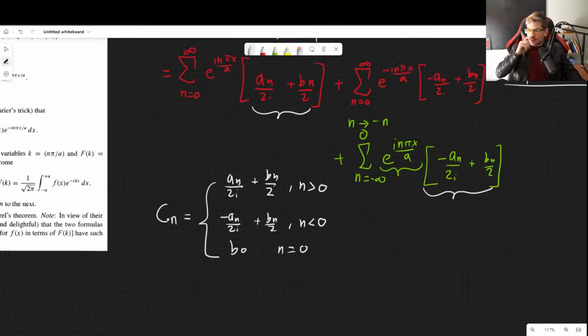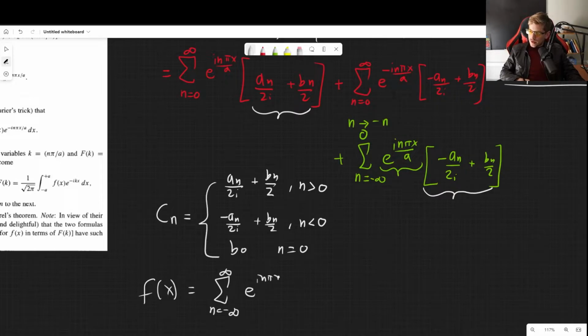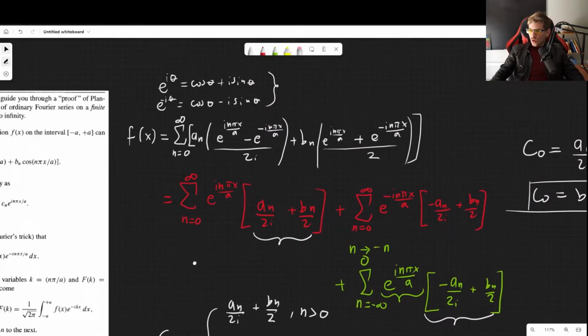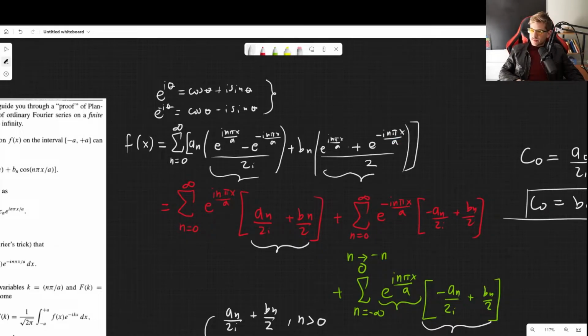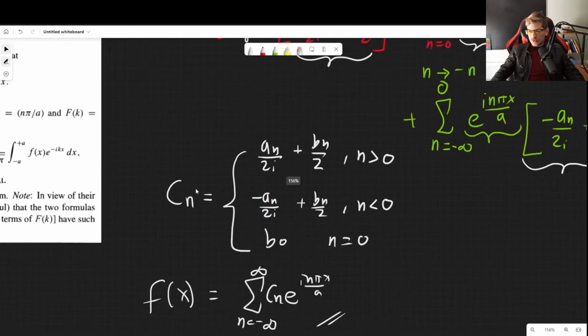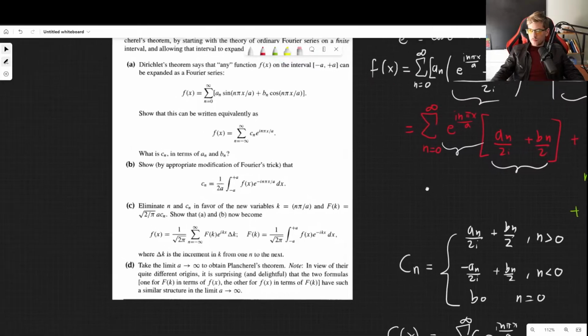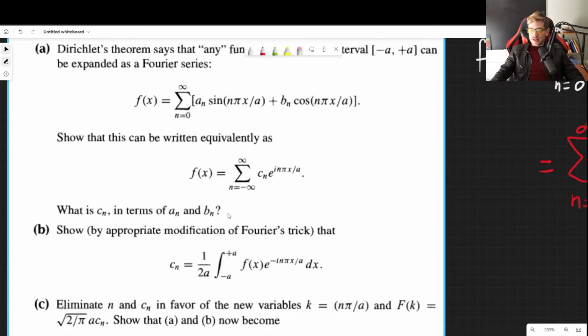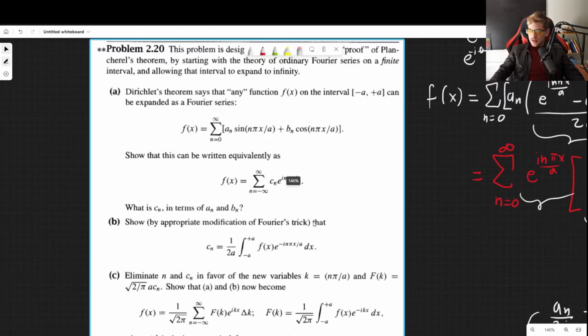So using this constant that is now defined piecewise, we can write our function f of x as simply the sum of n equals minus infinity to infinity of e to the i n pi x over a times this coefficient. And there we go. We put everything together. All we had to do was write out sine and cosine explicitly. We factored everything together. And then we just changed the limits here by changing the name of our variable n. And that was it. And then we had to, of course, define the coefficient that put everything together. So we managed to find this in terms of an and bn, as you saw. Okay, pretty cool.